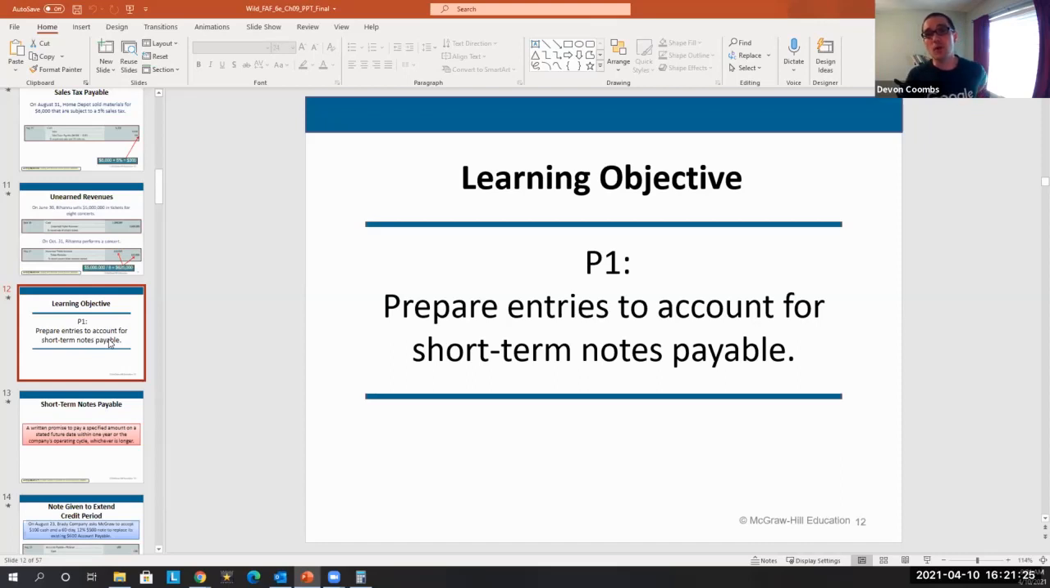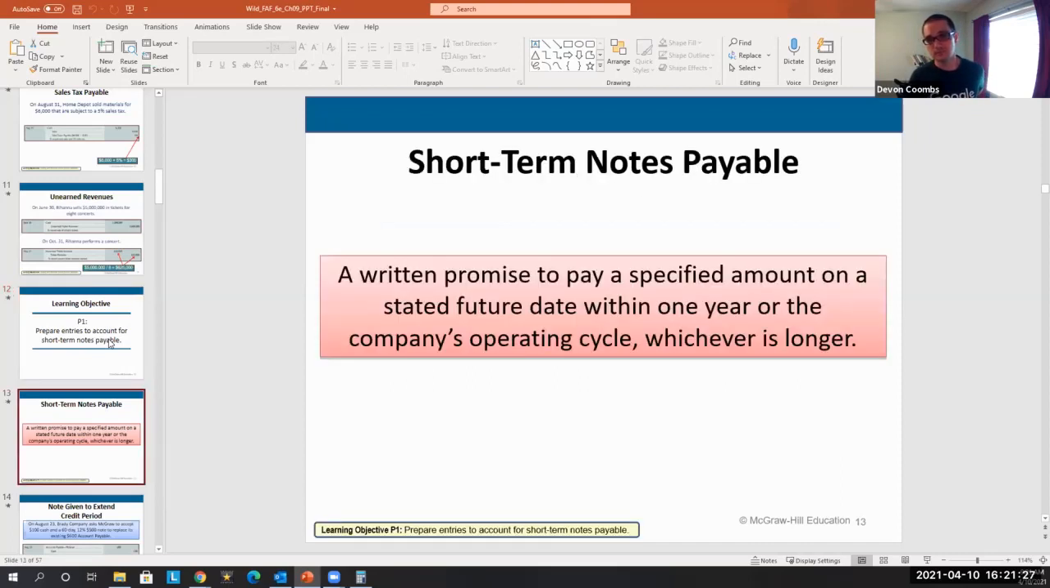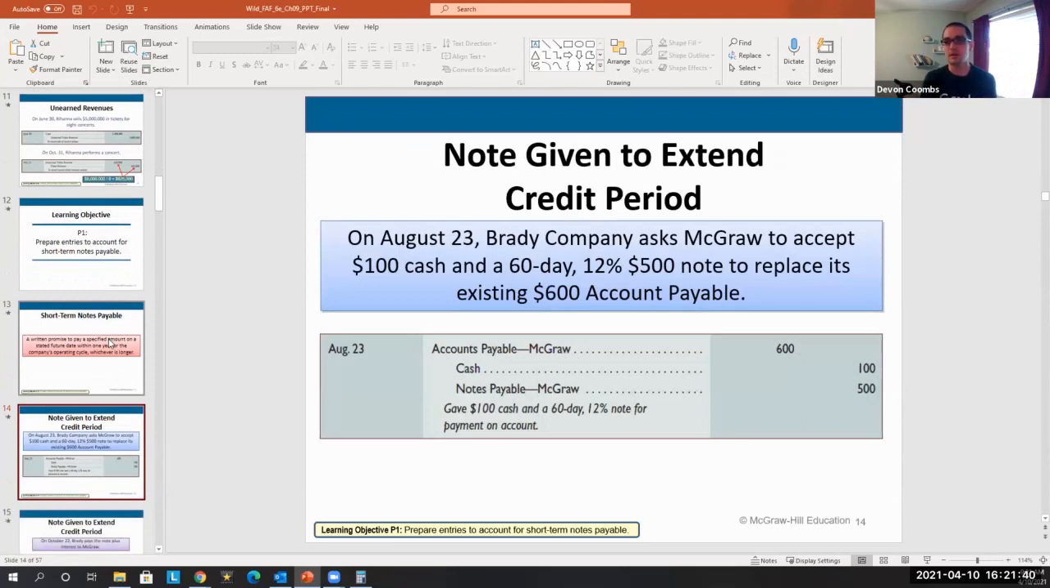Next one is we have short-term notes payable. So short-term notes payable are written promises to pay specified amounts within 1 year or the company's operating cycle, whichever is longer. But we're going to talk about 1 year here. So notes given to extend the credit period. So what were we really talking about here? We're saying, what if I go to the bank and say, I need $100,000 for my business, and the bank says, okay, you have 1 year to pay it. Well, that's a short-term, that's a current liability. I can't call that a long-term liability on my financial statements.